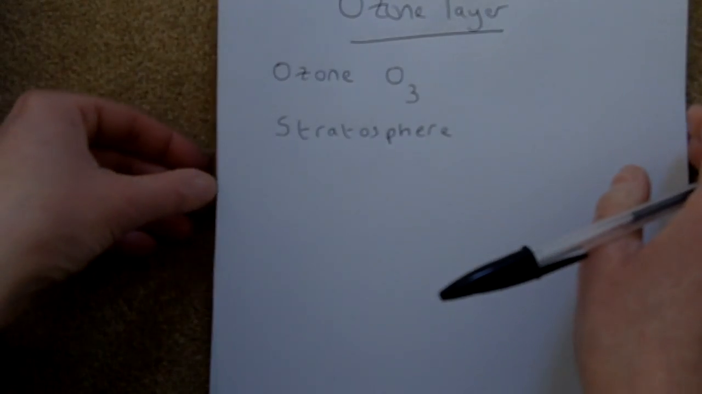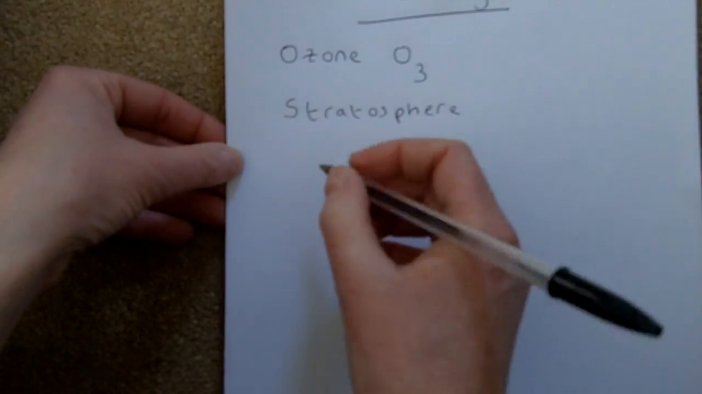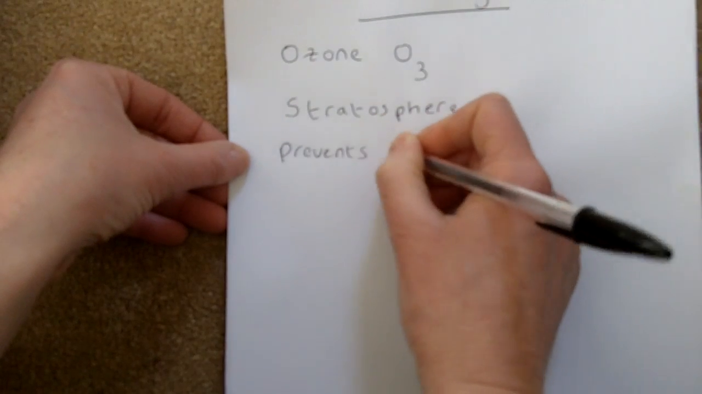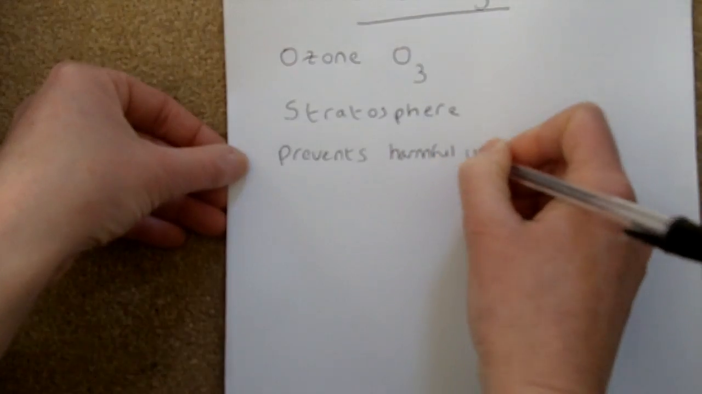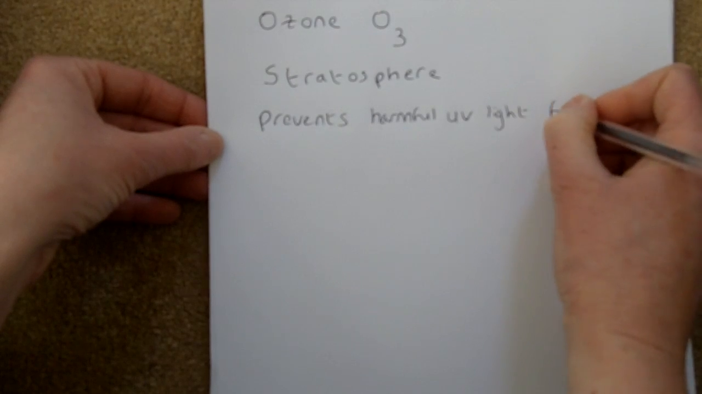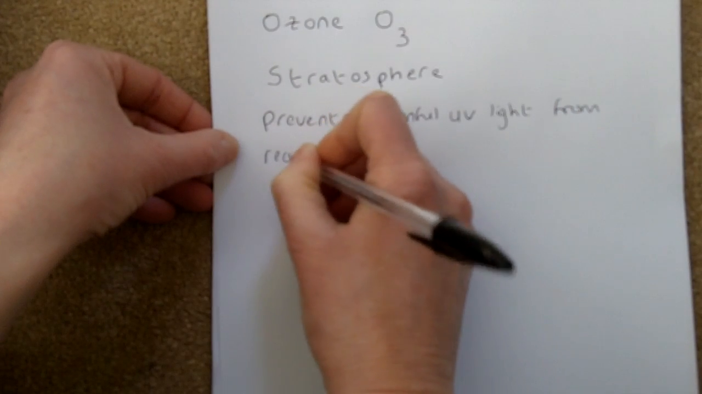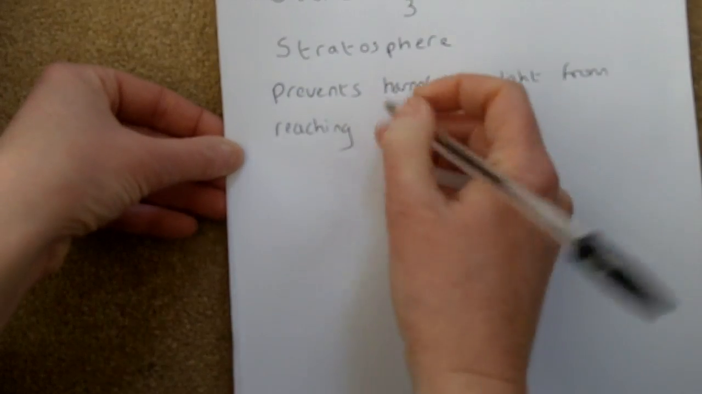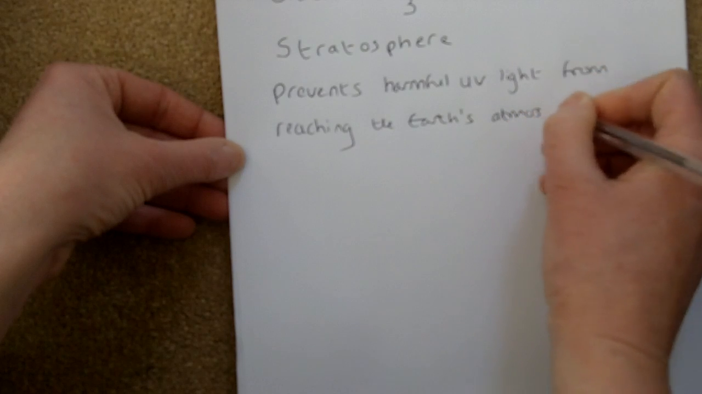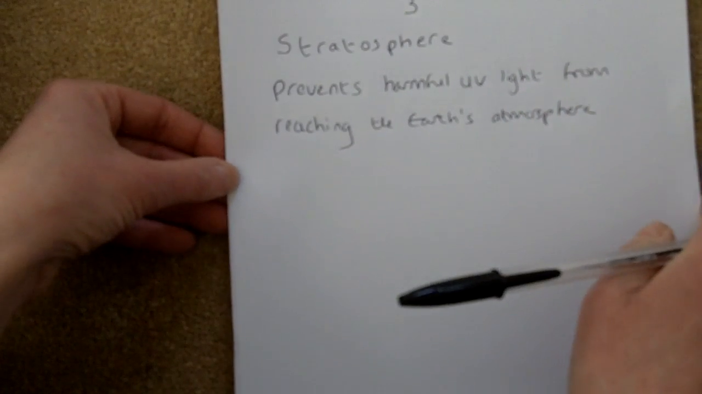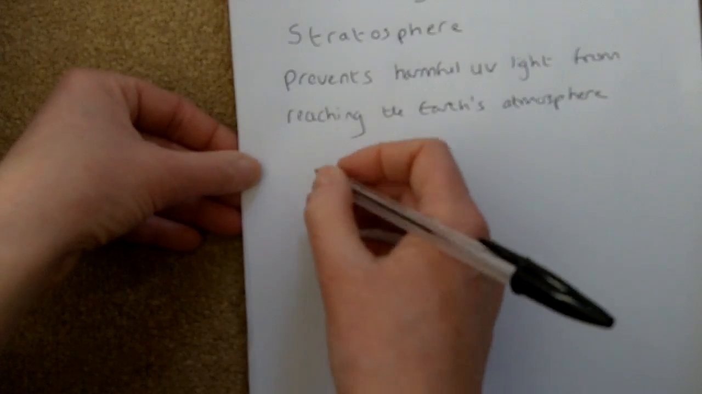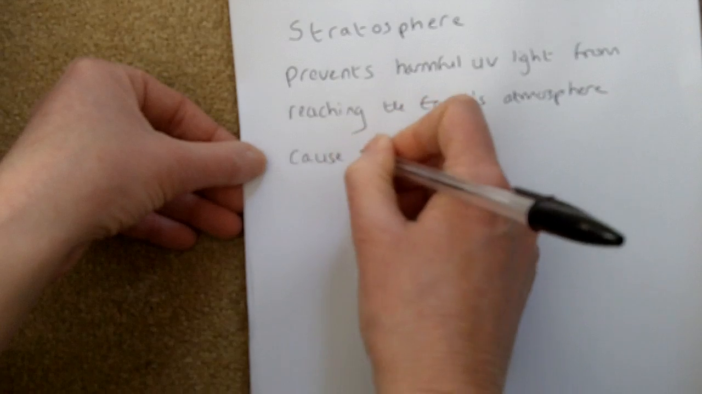And the ozone layer prevents harmful UV light, UV rays, from reaching the Earth's atmosphere. And we're bothered about this because it can cause skin cancer. If it does reach the Earth's atmosphere, it can cause skin cancer.